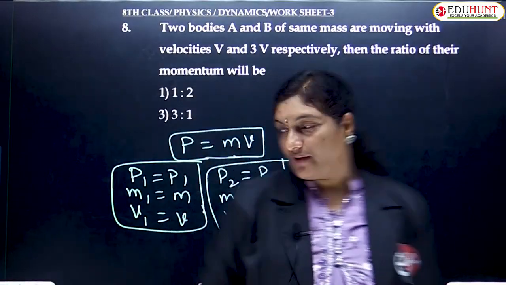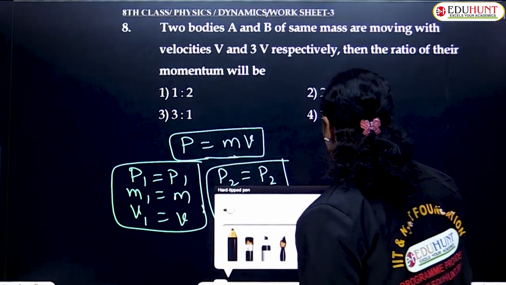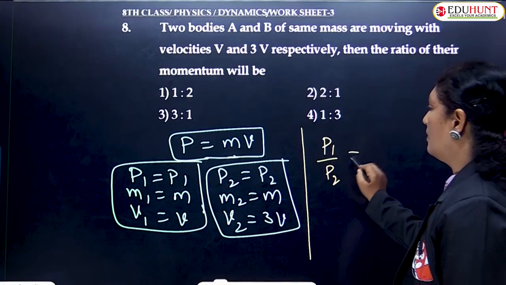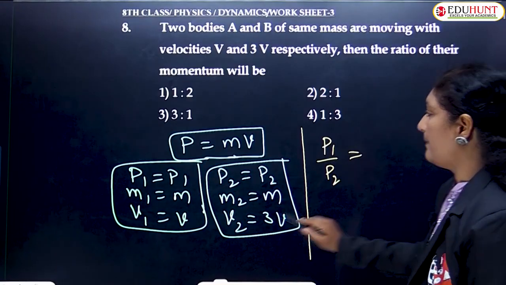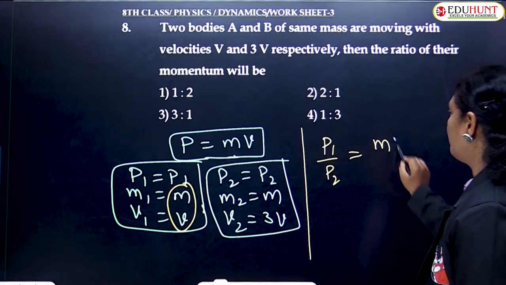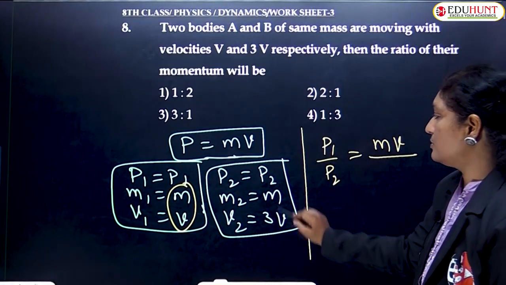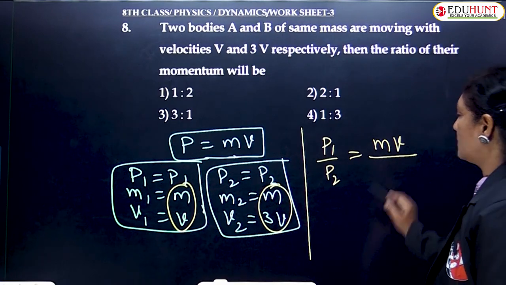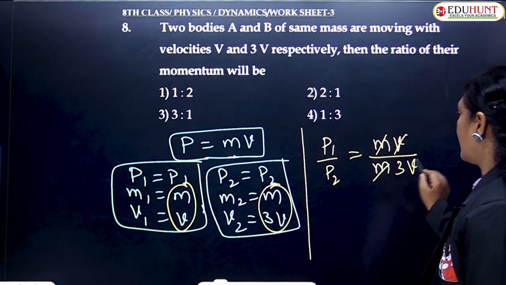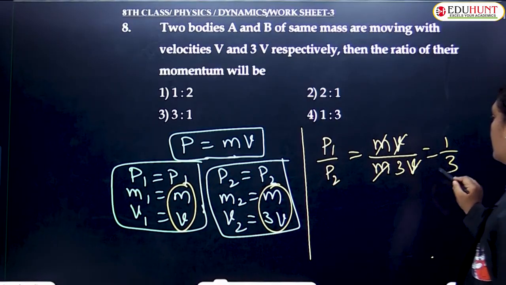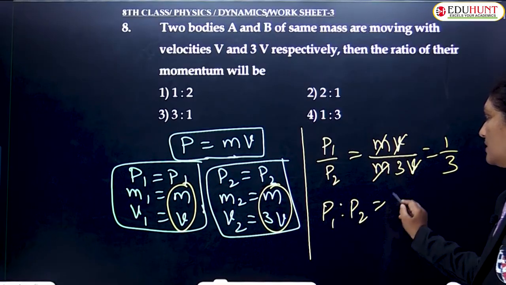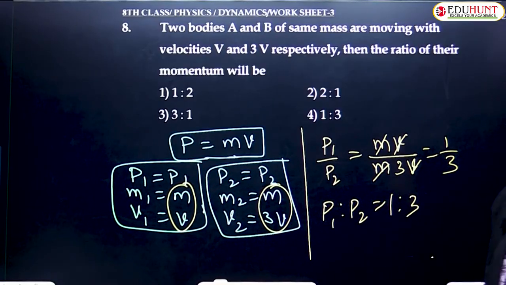Now you are asked to find out the ratio of the two. The ratio of the two is nothing but P1 by P2. What is the value of P1, children? P1 means mass into velocity. How much? MV upon, what is P2? P2 means mass into velocity of the second body. How much? M into 3V. M gets cancelled, V gets cancelled. So the answer is 1 by 3. Therefore, P1 is to P2 is equal to 1 is to 3.